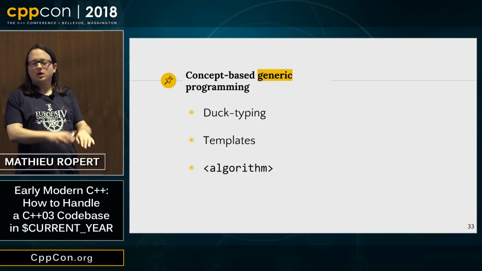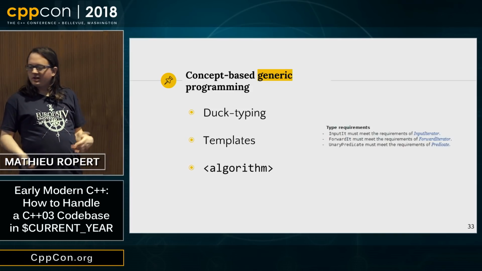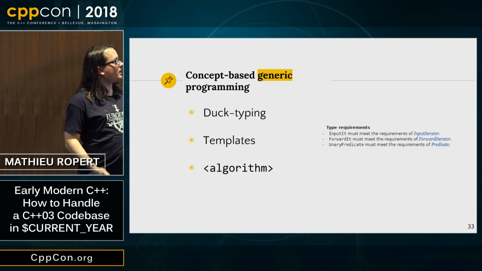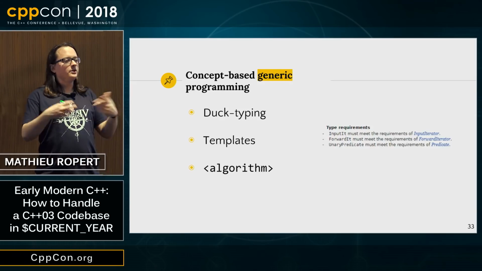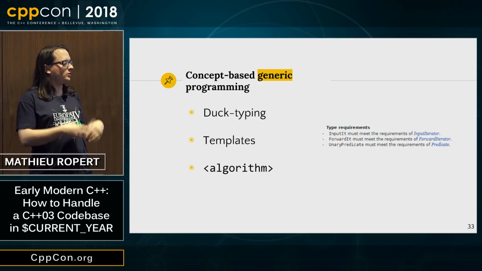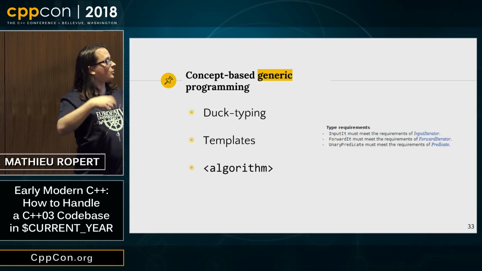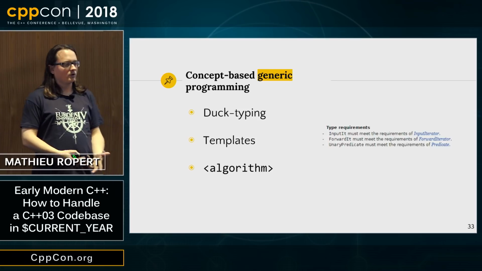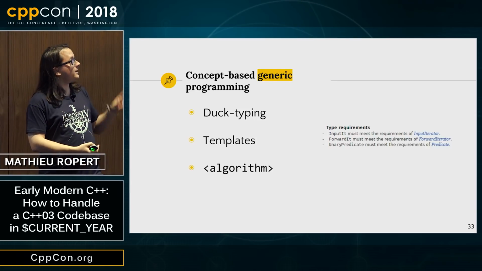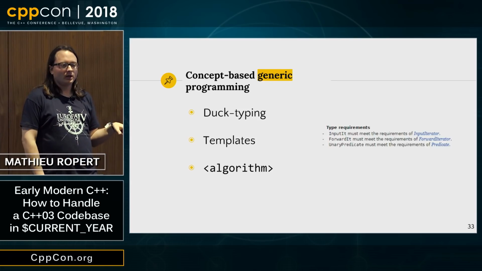If you give me two things that are fulfilling some requirements, like an iterator or a predicate or a string, whatever, I can just write some generic code that will accept all of these types statically. And the static part is important, right?